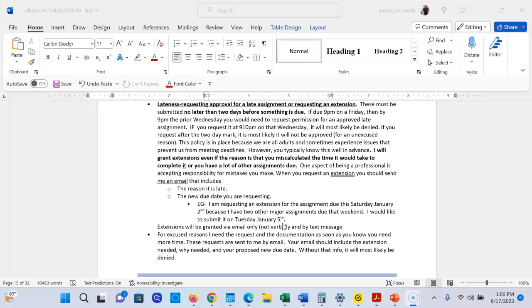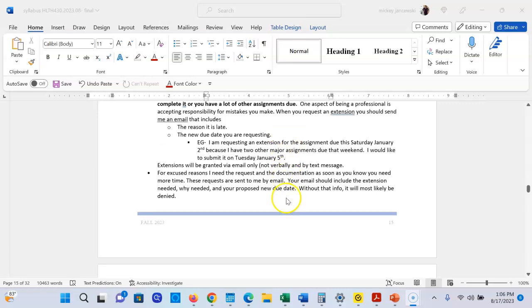For example, you could misjudge how much time you were going to need that week, or you could be called in to work. I don't really care why. If you need an extension, you need to send me an email telling me you need an extension, a brief reason why, and then please tell me the day you want to turn it in, because I give you that option. If you have an extension, I give you the option first to tell me when it's due, and then I respond to what you recommend. So that's really important.